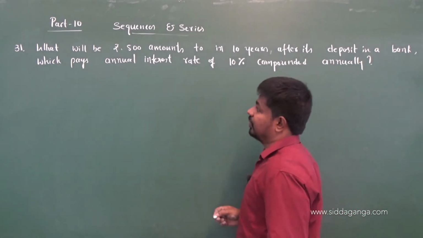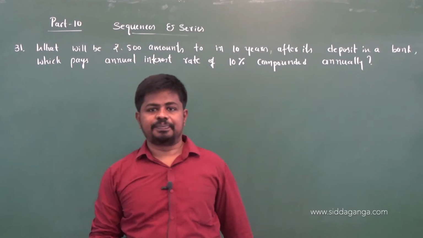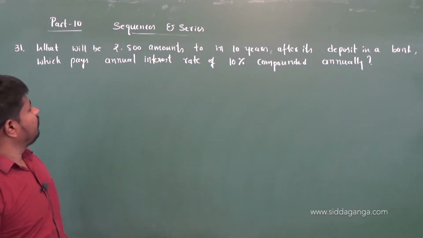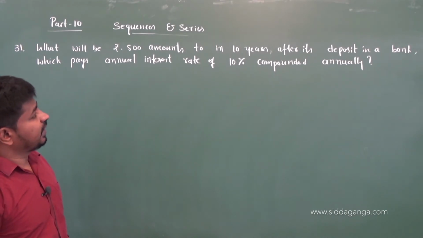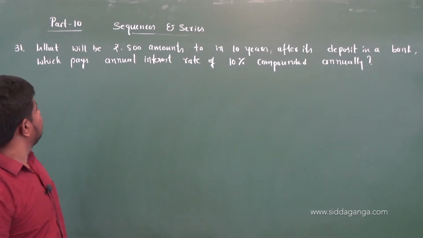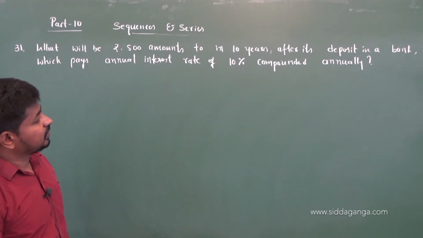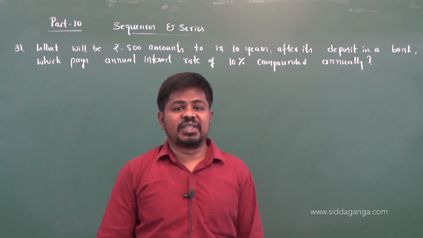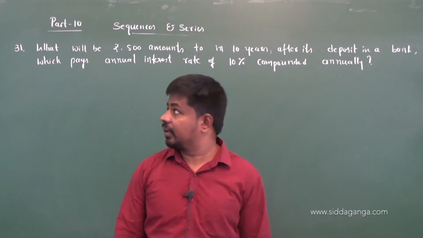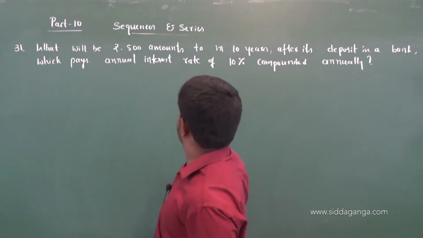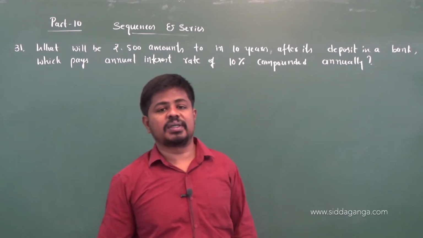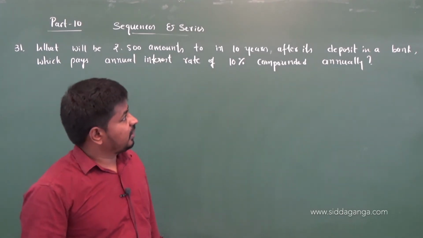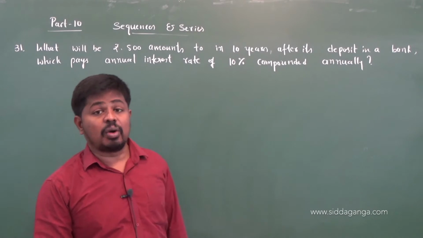A simple one. It's also a simple question related to GP, right? Yes, sir. What will rupees 500 amount to in 10 years after it is deposited in a bank which pays an annual interest rate of 10% compounded annually? A person deposited rupees 500 initially in a bank. Assume a person deposited rupees 500 initially at the bank. Now, a bank is paying an interest of 10% annually, compound interest of 10%.